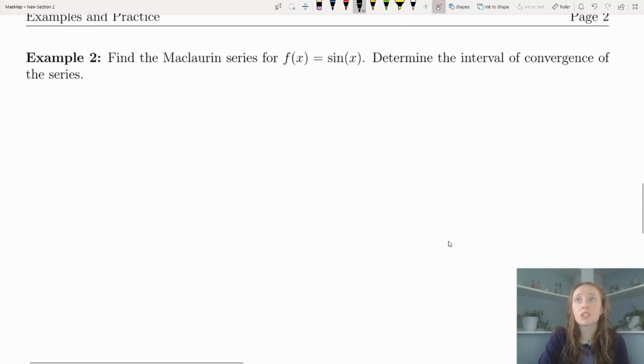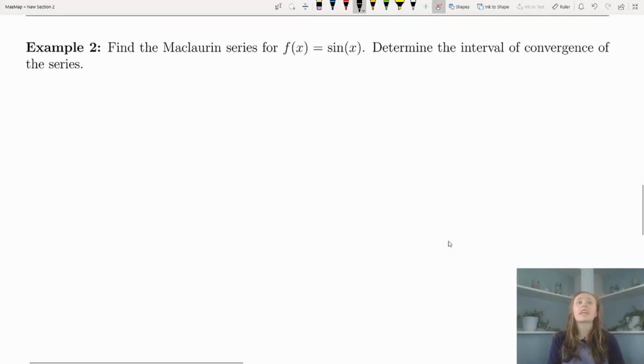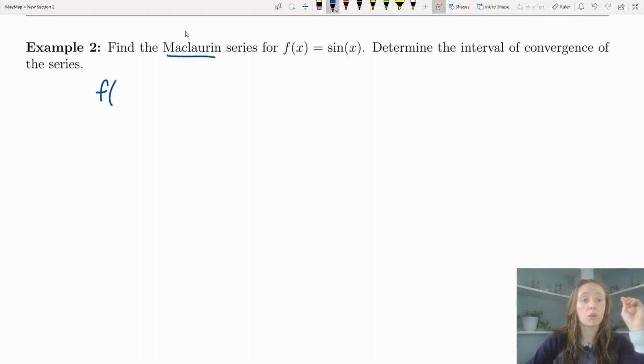Now, example 2 is going to be a little different. Again, we're still finding the Maclaurin series for f of x, but this time our function is going to be sine of x, and then we're going to need to determine the interval of convergence for that series. Remember, looking back up at that formula if necessary, we have f of a, which if this is a Maclaurin series, what's our a value? For a Maclaurin series, that a value is 0.